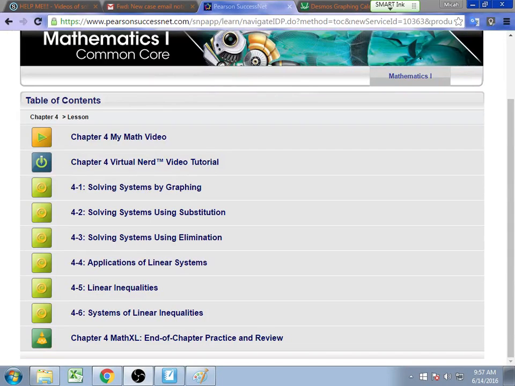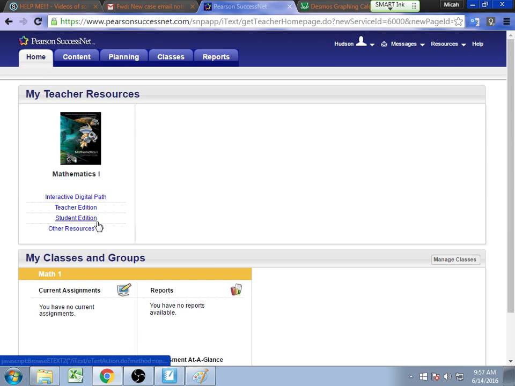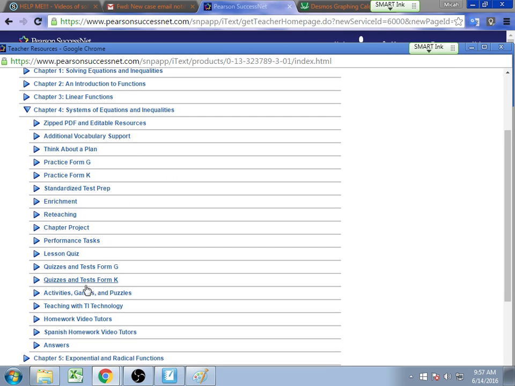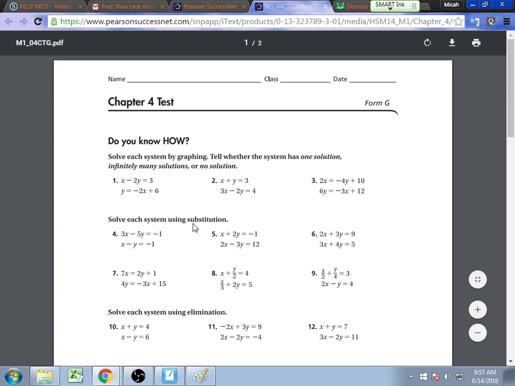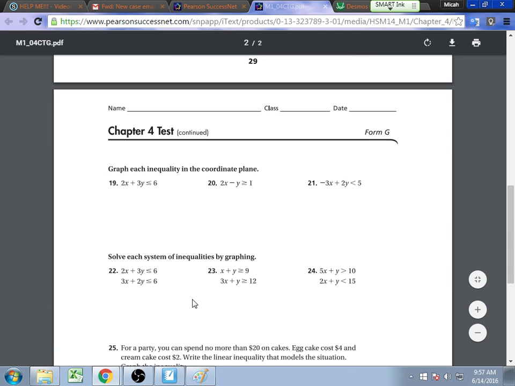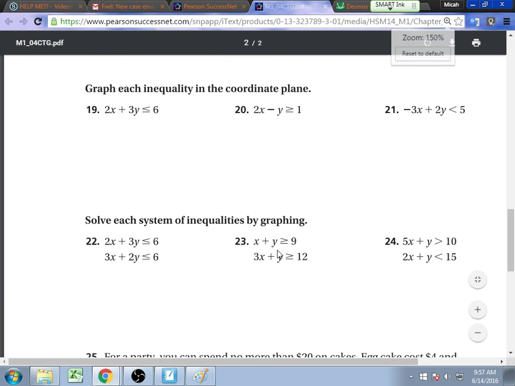Okay, so now that we're recording, we're on chapter 4, and the question is, when it says "by graphing," do I have to actually graph? So let's pull the test, and I'm going to show a question like that, because then if I could use Desmos, I will show you how. So: solve each system using graphing.